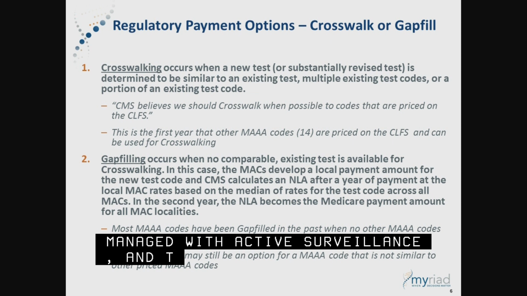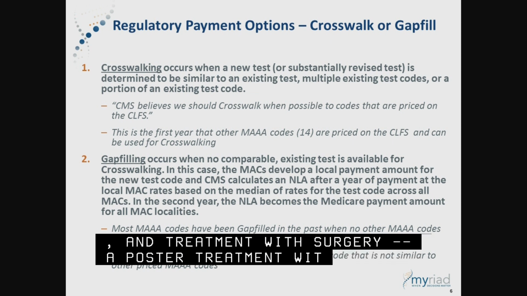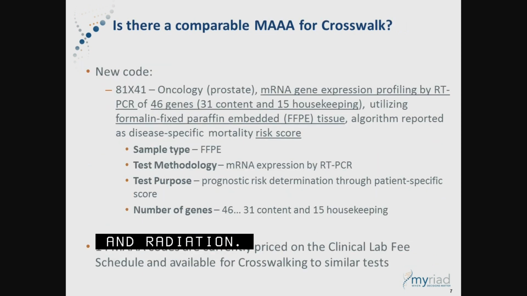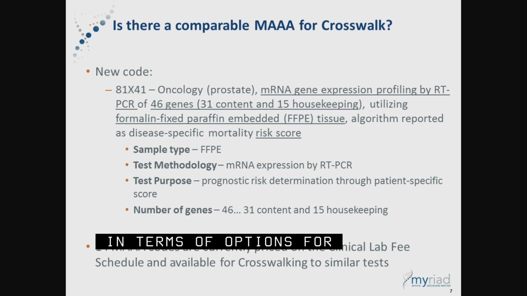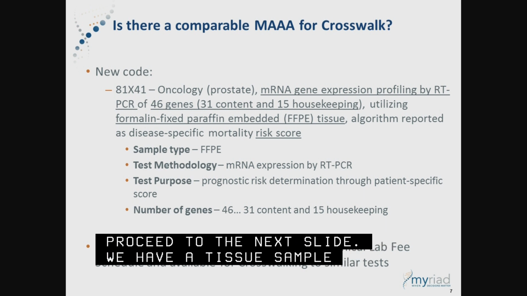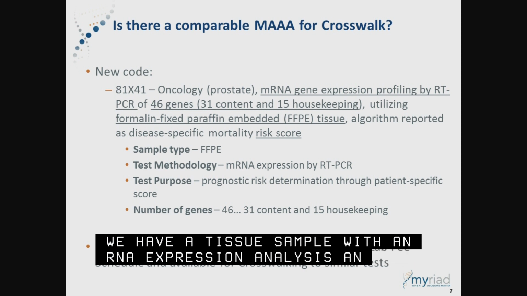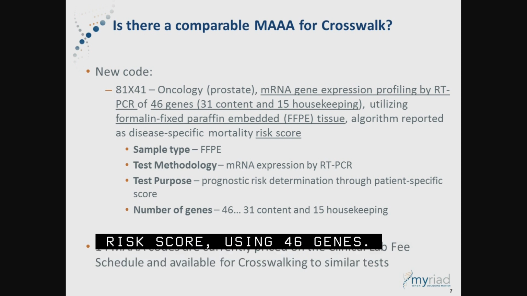So I'm just going to gloss over this slide in terms of options for crosswalking or gap fill and proceed to the next slide. So in reviewing the code at hand, we have a tissue sample with an RNA expression analysis by RT-PCR and an algorithm to yield a prognostic risk score using 46 genes. And we also have 14 mock codes that are priced. So let's look at those for a comparable test.